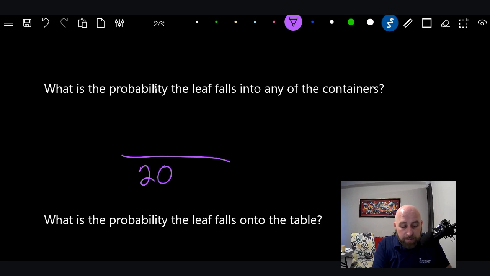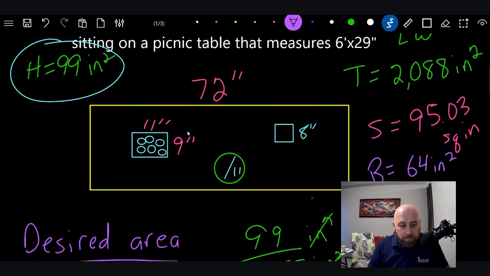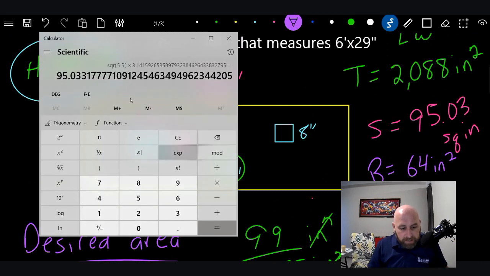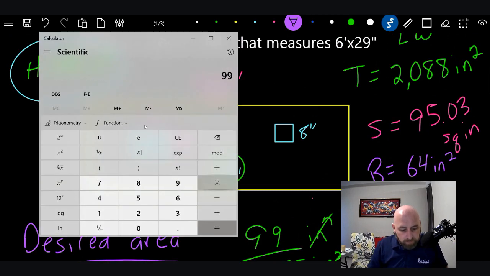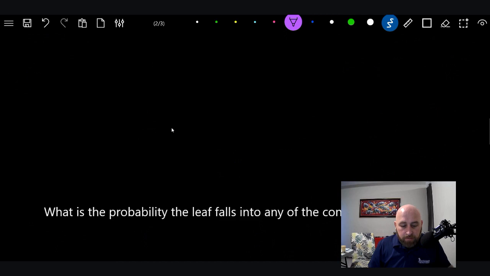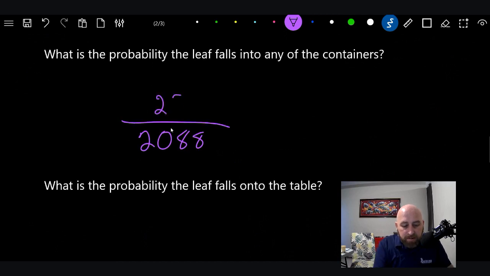The bottom is going to be our 2088. Let's go back up and add those other ones together. So hamburgers were 99. The salad, we'll just round the salad to 95. It'll be fine. 95 plus 64 plus 99 equals 258. So 258 is our desired. It could land in anything, and we'd be fine with it.